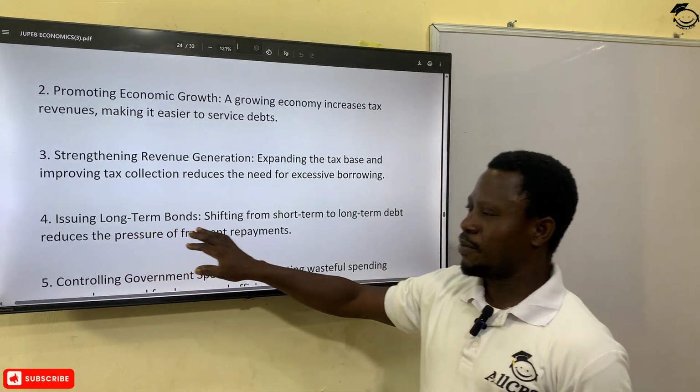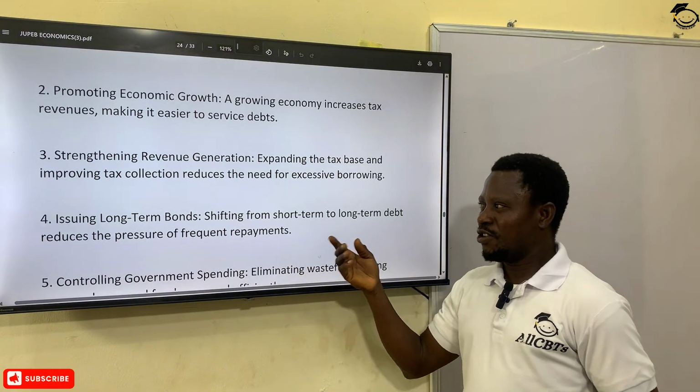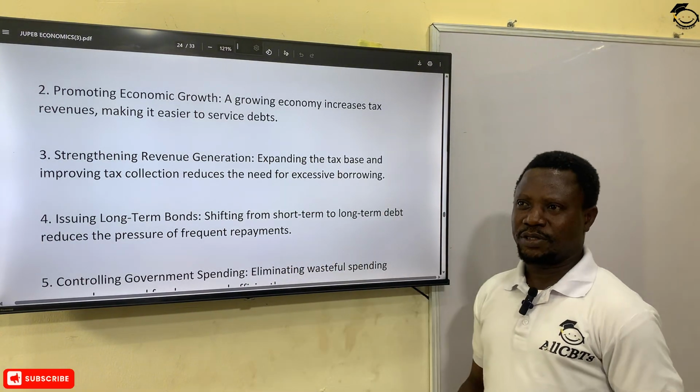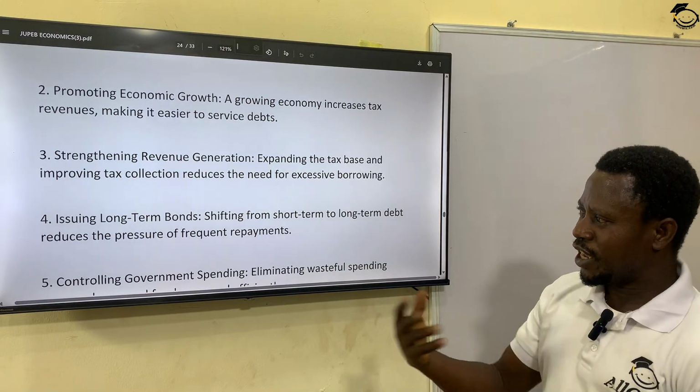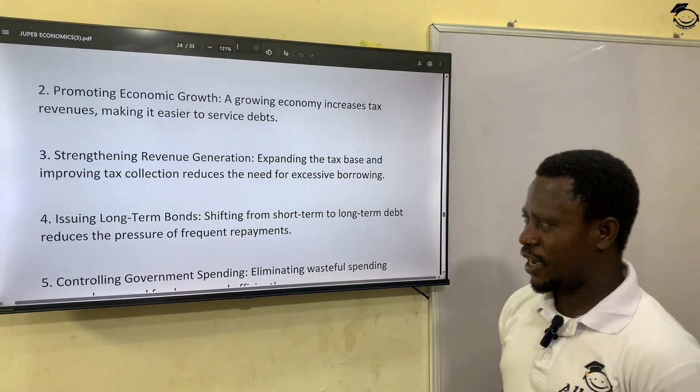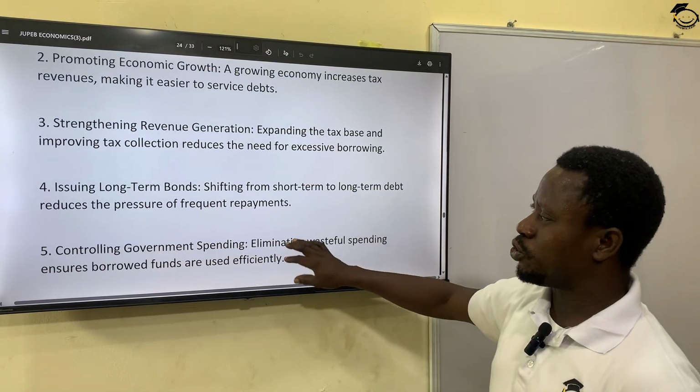Another way is issuing long-term bonds. I don't know if you've heard about bonds. Government can also what? Sell bonds, introduce bonds to the people so as to what? Get money, so as to what? Settle their bills. The next one is government can also control spending.